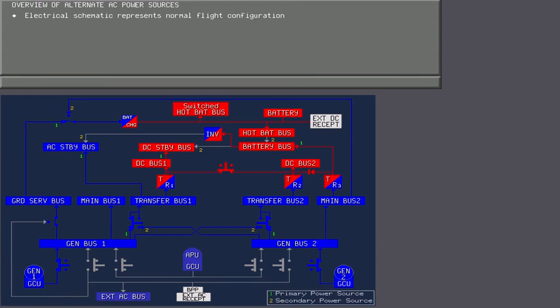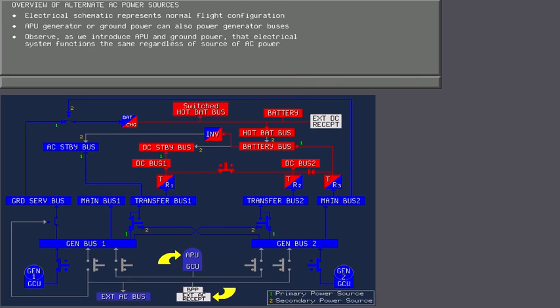This schematic represents the electrical system during normal flight, with both generator buses powered by the engine-driven generators. In addition to the engine-driven generators, the APU-driven generator or the ground power unit can power the generator buses. You should observe, as we introduce APU and ground power, that the electrical system functions in the same manner regardless of the source of AC power.